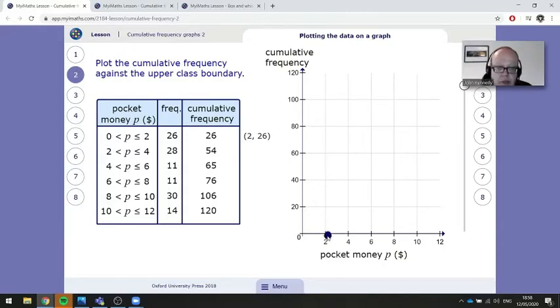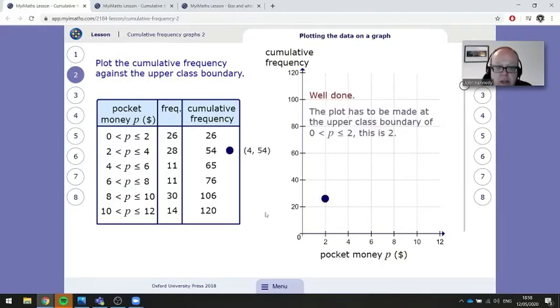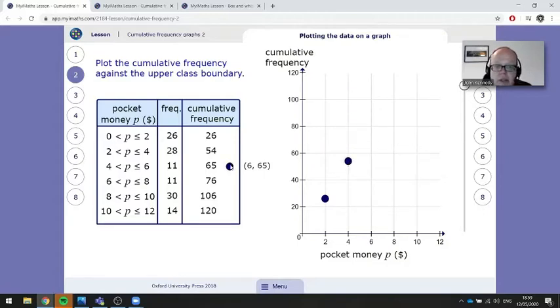So the first one goes at (2, 26), which is about here, and then (4, 54), which is about here-ish. Oh no, a bit higher up, there we go. Then (6, 65), (8, 76), (10, 106), which is all the way up here somewhere, and then the last one is (12, 120), right at the top.